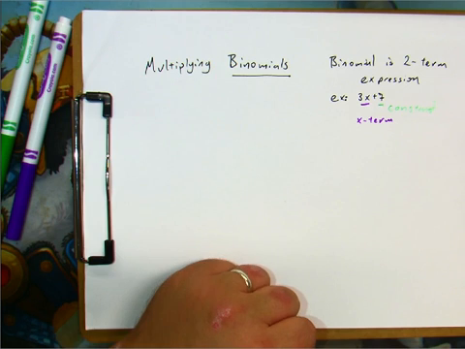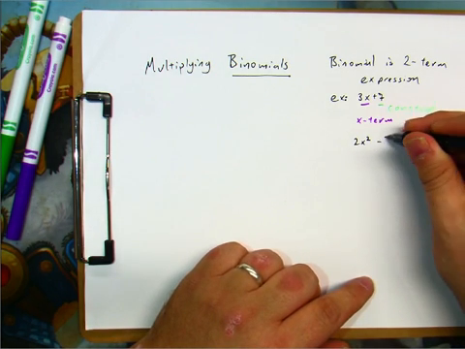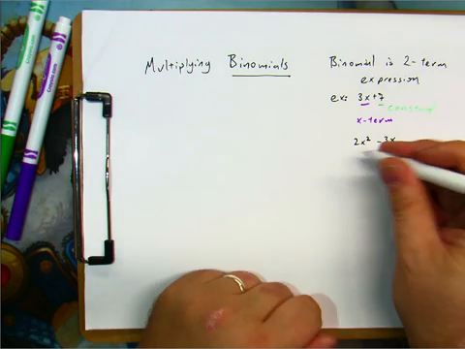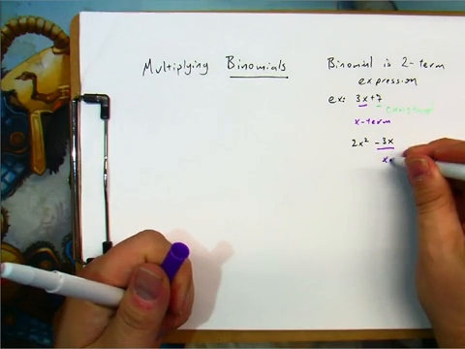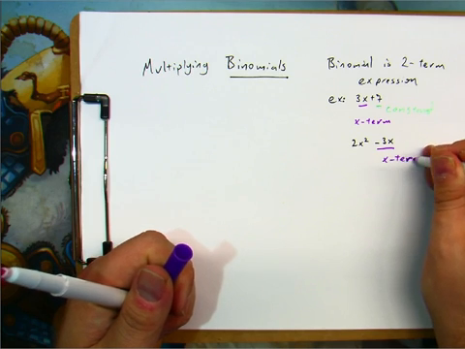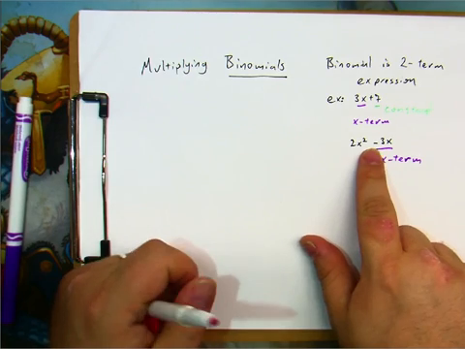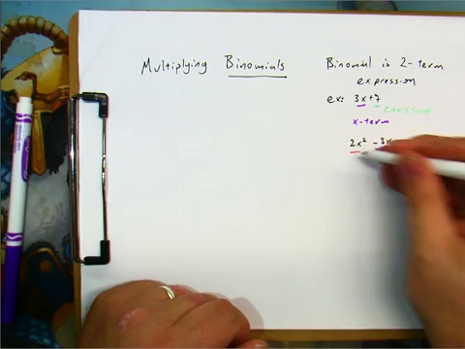Another example of a binomial expression might be 2x squared minus 3x. Again, this is two terms. We have our x term from before, which in this case is negative 3x. Okay, always view that minus sign as a negative 3. And then we also have an x squared term.